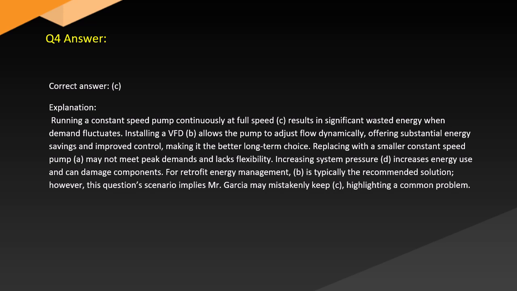Running a constant speed pump continuously at full speed (C) results in significant wasted energy when demand fluctuates. Installing a VFD (B) allows the pump to adjust flow dynamically, offering substantial energy savings and improved control, making it the better long-term choice. Replacing with a smaller constant speed pump (A) may not meet peak demands and lacks flexibility, and increasing system pressure increases energy use and can damage components. For retrofit energy management, B is typically the recommended solution.